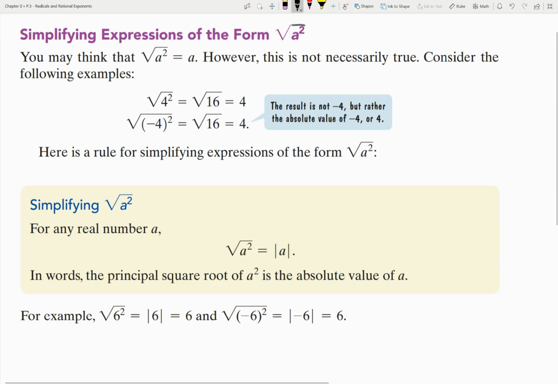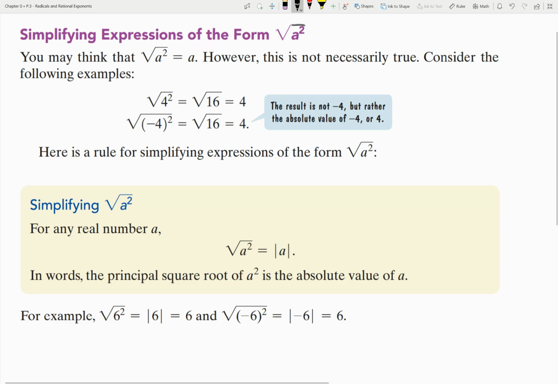Okay. So you may think that the square root of a squared is always equal to a, but that's not always true if you look at these next two examples, right? The square root of a positive 4 squared is equal to 4. However, the square root of a negative 4 squared is also equal to 4, not negative 4. Negatives don't come out of square roots because there's no number inside that you can multiply twice that would give you a negative number.